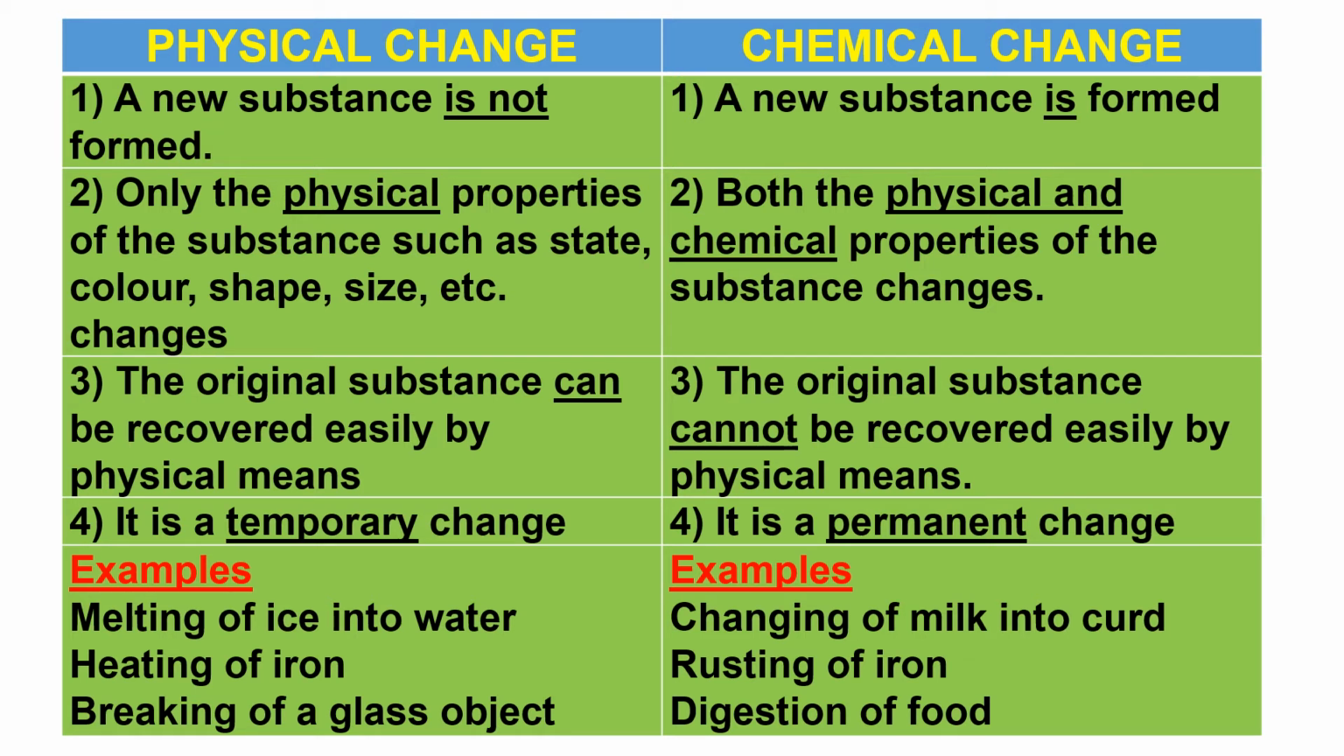You had lactose sugar. Now it has become an acid, lactic acid, which you learned in your 9th. Remember, lactobacilli converts milk into curd. So you have to say both the physical and chemical properties have changed. Thirdly, the original substance cannot be recovered by physical means. When the milk changes into curd, can I change the curd back into milk again? Never. It can never happen. So in other words, I cannot get back my original substance. Fourthly, is it a permanent change? Of course, yes. I cannot reverse it. So it's a permanent change. So you saw how changing of milk into curd is what change?